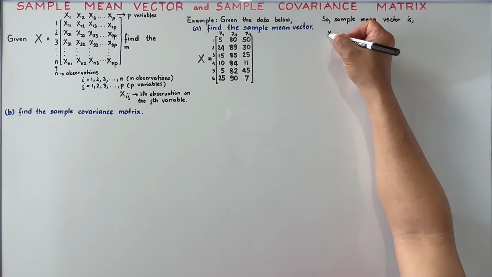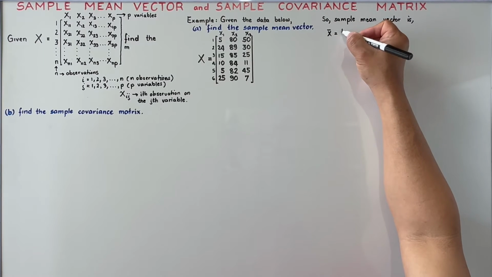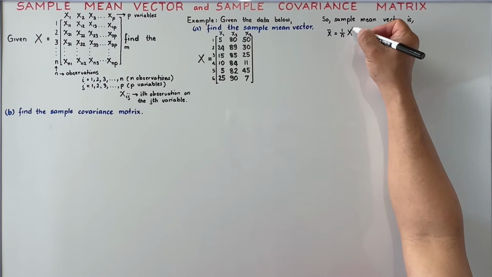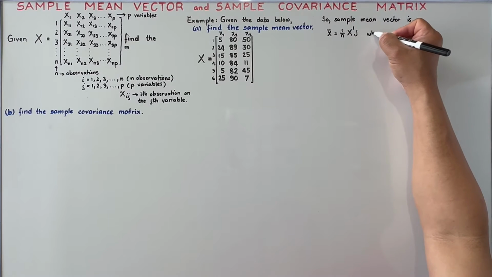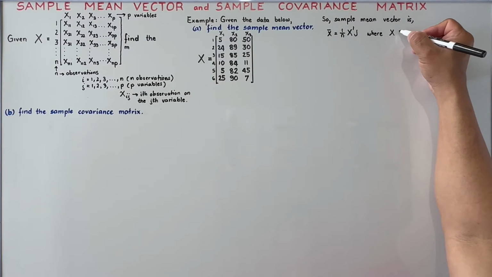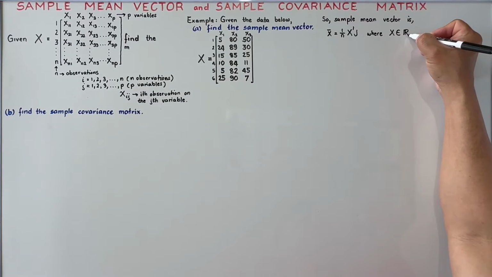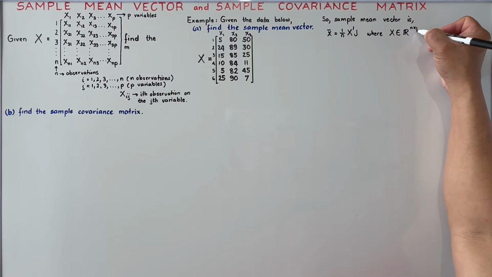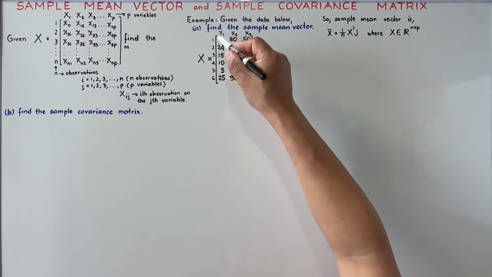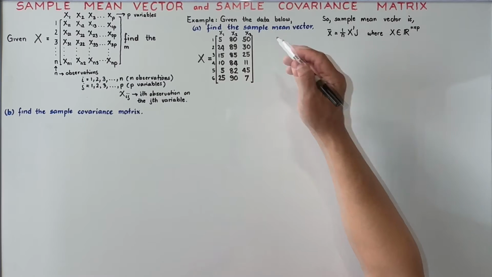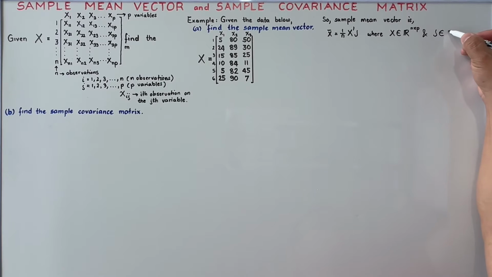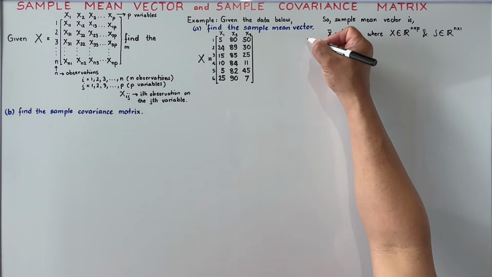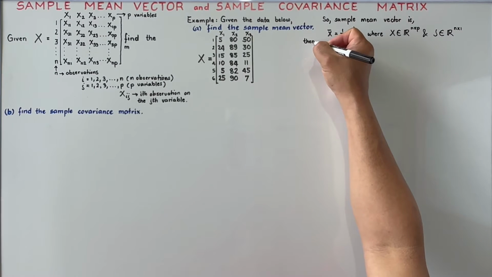And the sample mean vector is equal to 1 over n times X transpose, the transpose of this matrix, and the matrix J, where X is the data matrix whose elements are real numbers of size n by p, because there are n observations here, n rows, and p columns, the number of variables. And we have also the matrix J, whose elements are real numbers of size n by 1. So therefore we can solve for the transpose of this matrix.